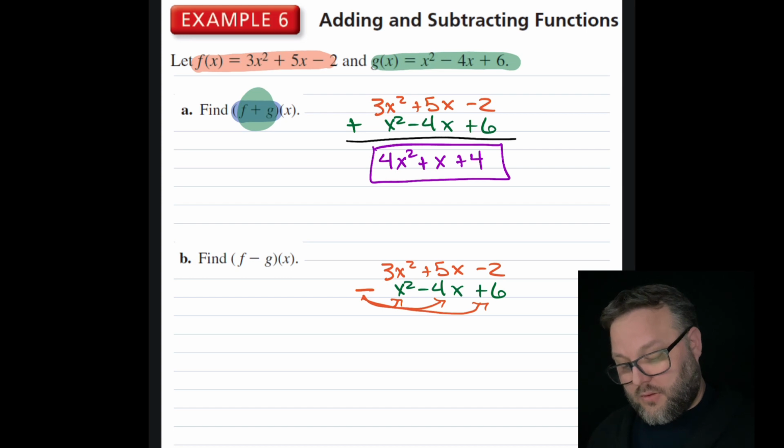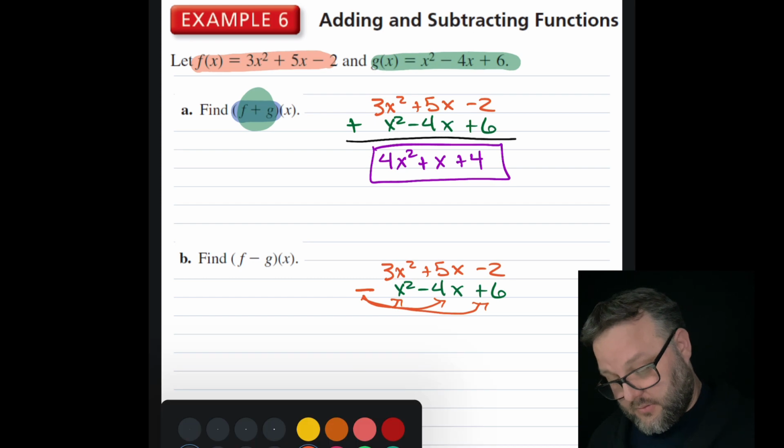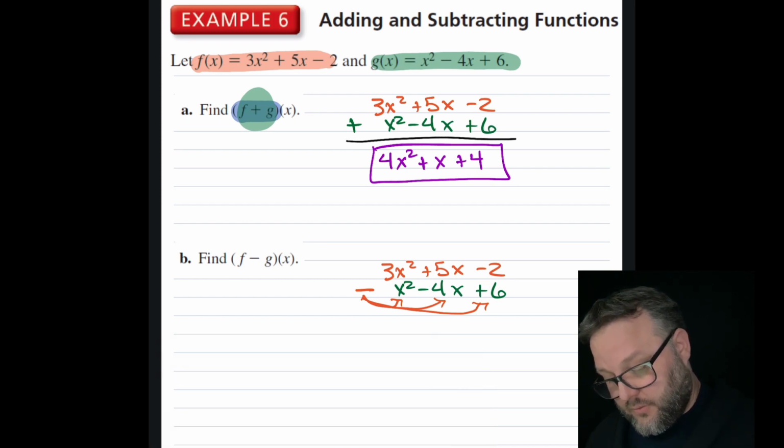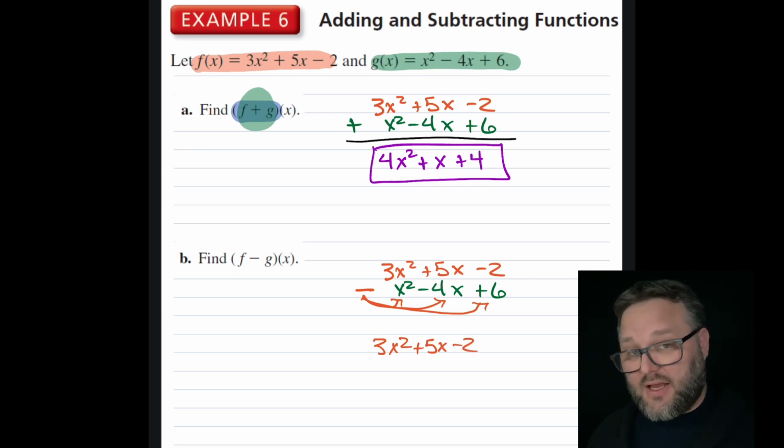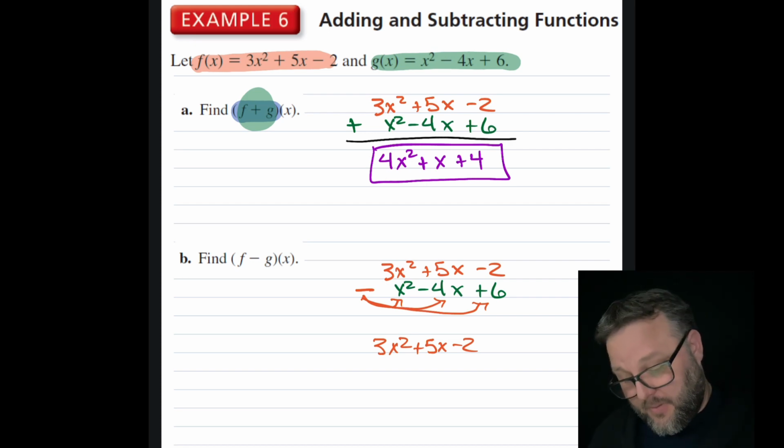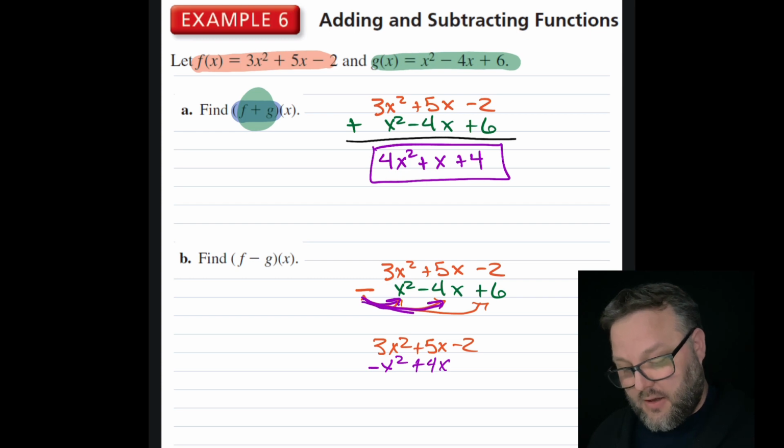Well, this minus on the first part, we got 3x squared plus 5x minus 2, because that stays the same. I'm only giving it to one of the trinomials, not both. But then I have the opposite right here, the opposite of x squared. And then I have the opposite of negative 4. Well, that's a positive 4, and I keep the x. And the opposite of 6, well, that's a negative 6.